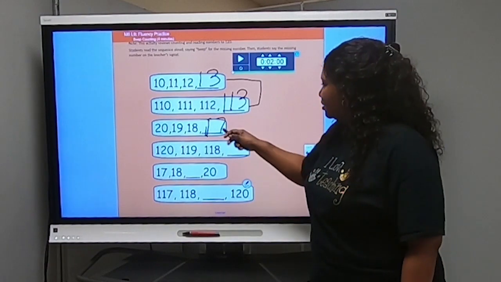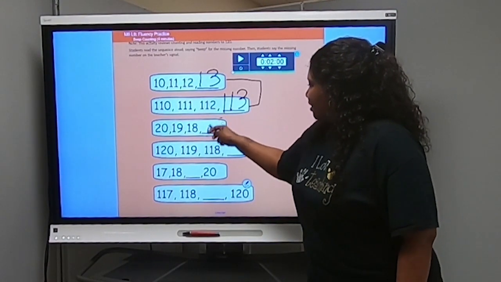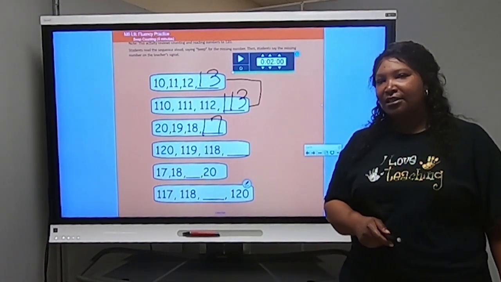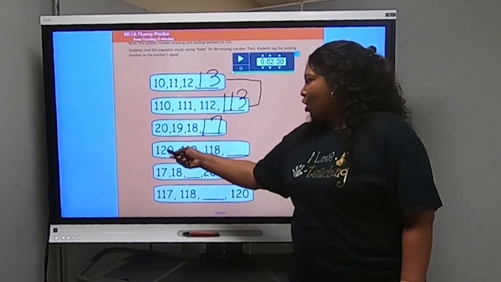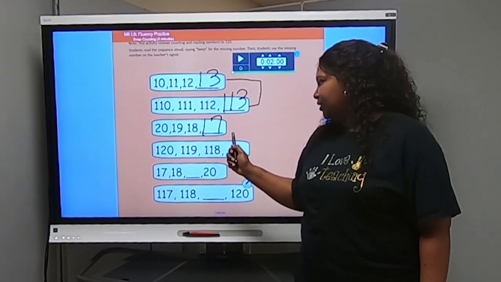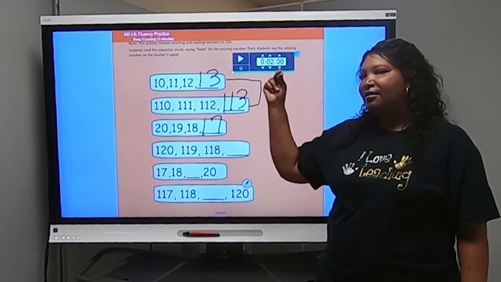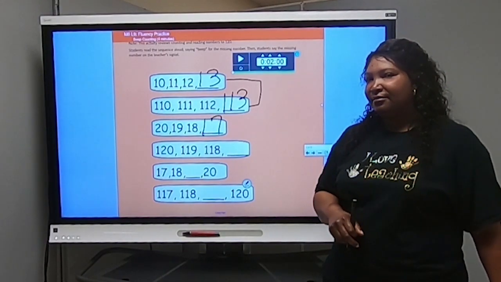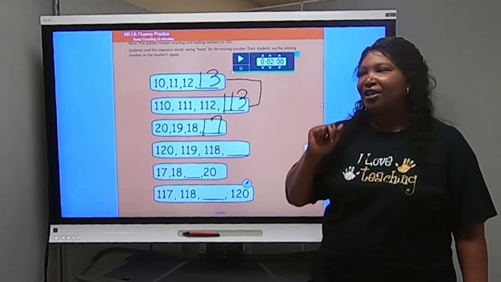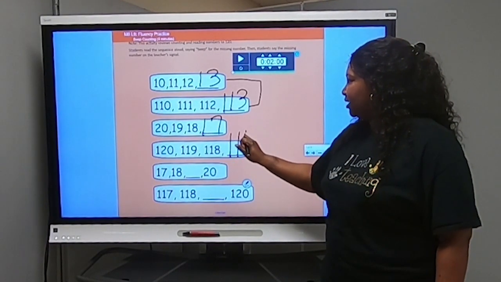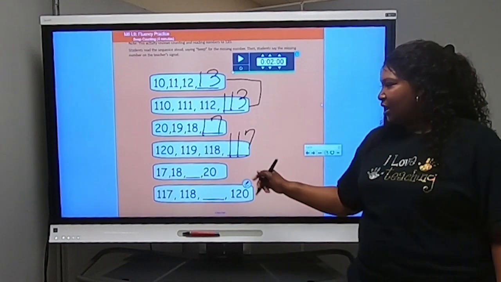You all are doing an awesome job on these sequences, okay? So I want you to pay very close attention to the next sequence as well, okay? 120, 119, 118, beat. What do you think this number is going to end in? 7. Good job. So the missing number is 117. Awesome, okay? We have 2 more sets.